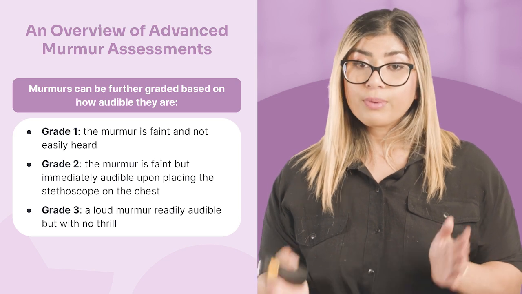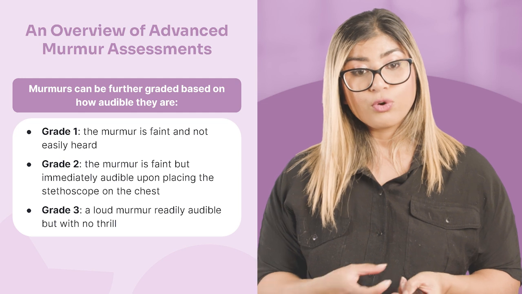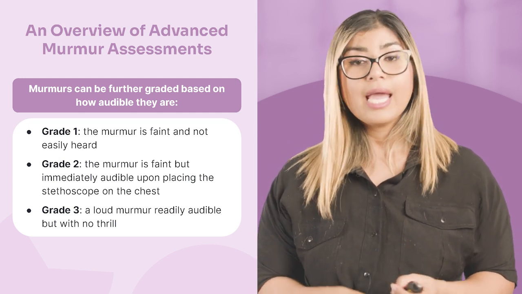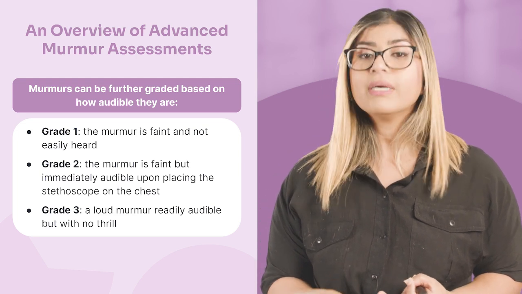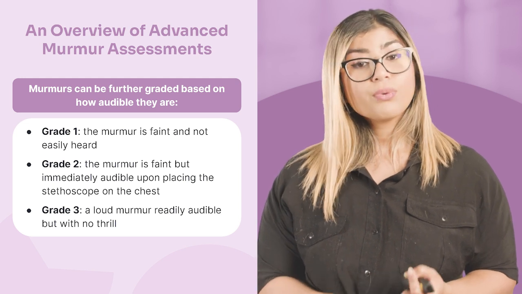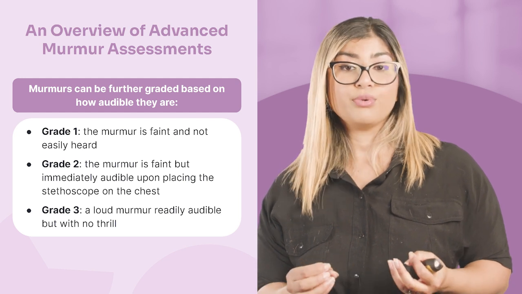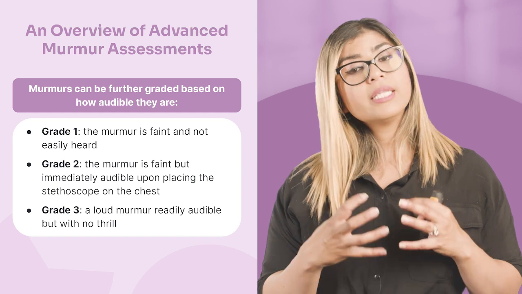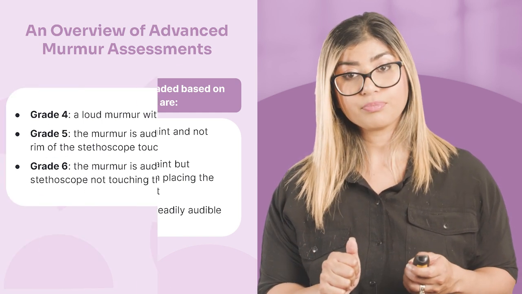Murmurs can be further graded based on how audible they are. There are 6 different grades of audibility. Grade 1, the murmur is faint and not easily heard, and these murmurs are often missed. Grade 2, the murmur is faint but immediately audible when placing the stethoscope on the patient's chest. Grade 3, a loud murmur is readily audible, but there's no thrill. So a thrill is essentially when the murmur causes enough turbulent flow that the clinician can feel a vibration by placing their palm on the patient's chest.